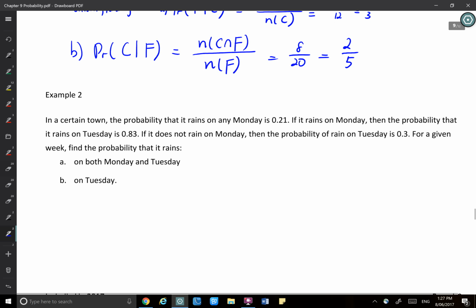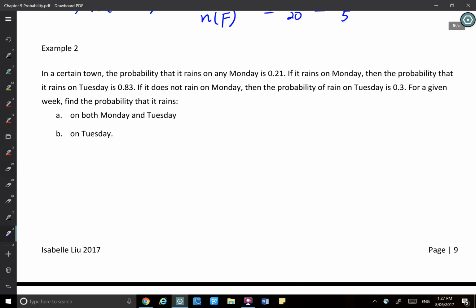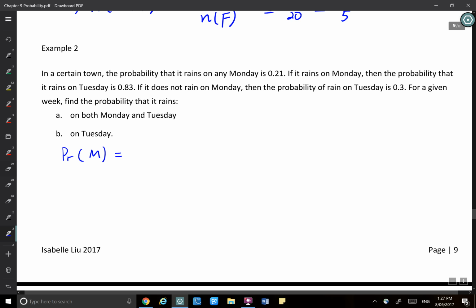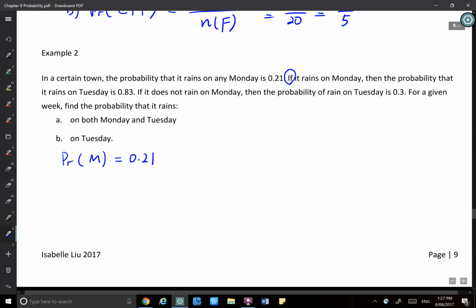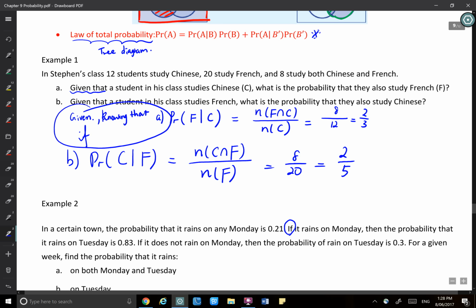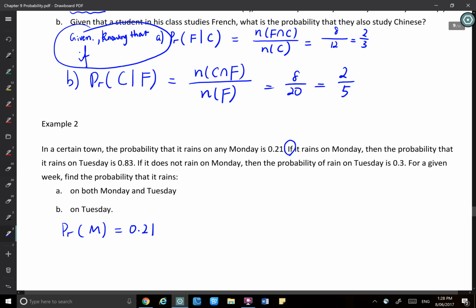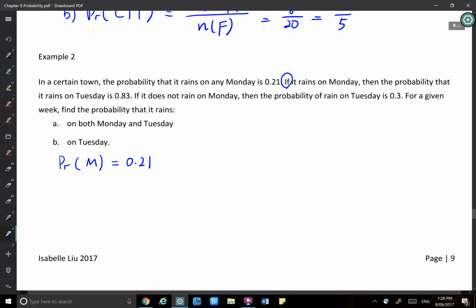Example 2. In a certain town, the probability that it rains on any Monday is 0.21. So we just write what we already know into mathematical representation: the probability of raining on Monday is 0.21. Also, if is another word showing you that it's a given question. If it rains on Monday, something already happened, Monday rained already. Then the probability that it rains on Tuesday is 0.83. So the probability of rain on Tuesday, given Monday already rained, is 0.83.